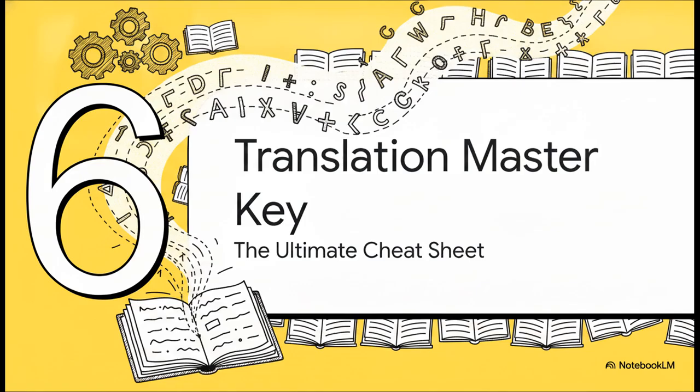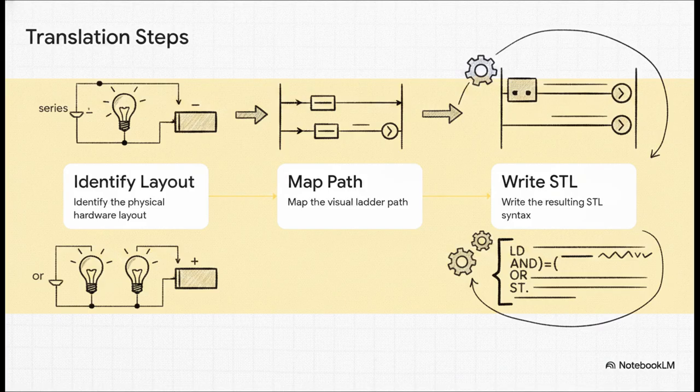Finally, we arrive at Section 6, the translation master key. We've gone over the individual letters and words, and now it's time to give you the dictionary. We're ready to synthesize all of these rules into one incredibly powerful tool. To actually put this tool to work, you just need to follow 3 simple, repeatable steps. Number 1, identify your physical hardware layout. Ask yourself, is it wired in series or is it in parallel? Number 2, map out your visual ladder path from left to right so you fully understand the flow of energy. And number 3, write out the resulting STL syntax based directly on those geometric shapes you just mapped. Honestly, if you stick strictly to this discipline, you can translate literally any system out there.